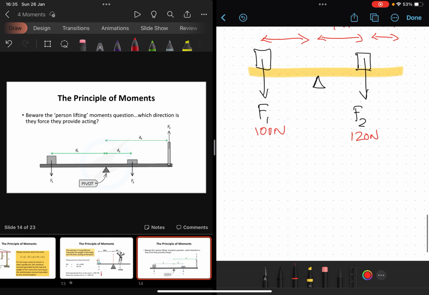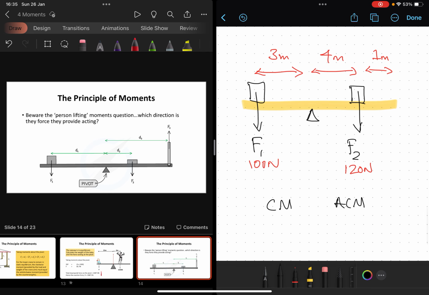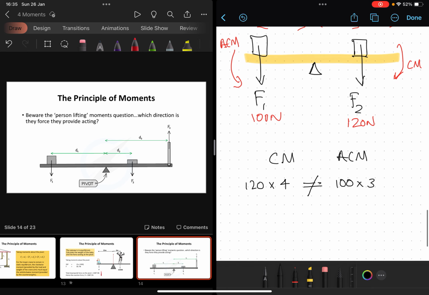Okay, right, let's have a little look at the two moments then. So let's look at the clockwise moment and anti-clockwise moment. That is providing the clockwise moment, and that is providing the anti-clockwise moment. So clockwise, we've got 120 newtons, and it's 4 meters away from the pivot. And anti-clockwise, we've got 100 newtons, and that's 3 meters away from the pivot. Now you can instantly see those two are not equal to each other. In other words, that is not going to be in equilibrium.